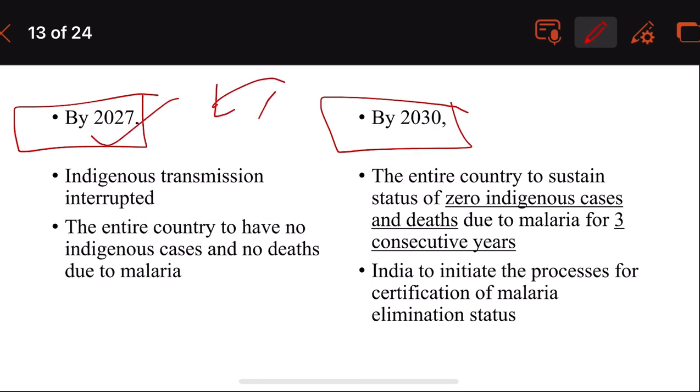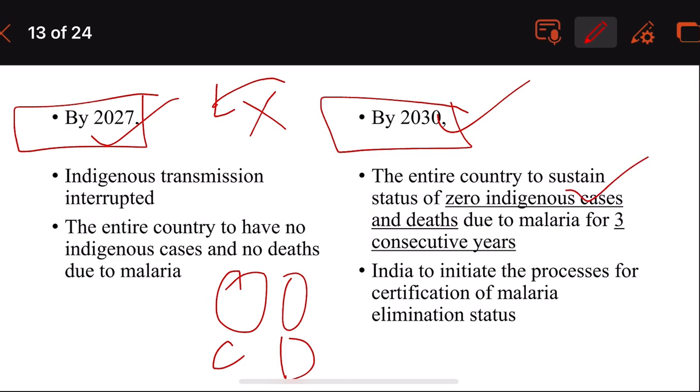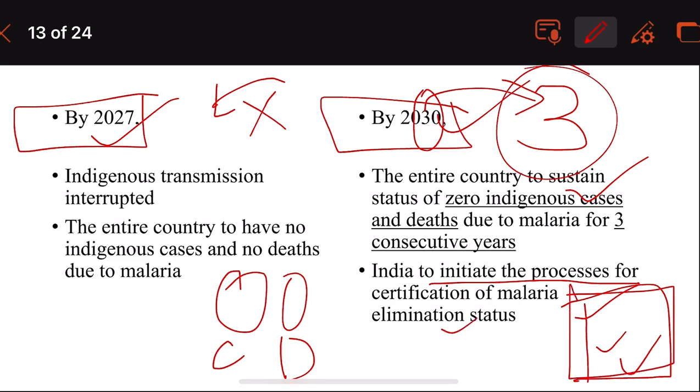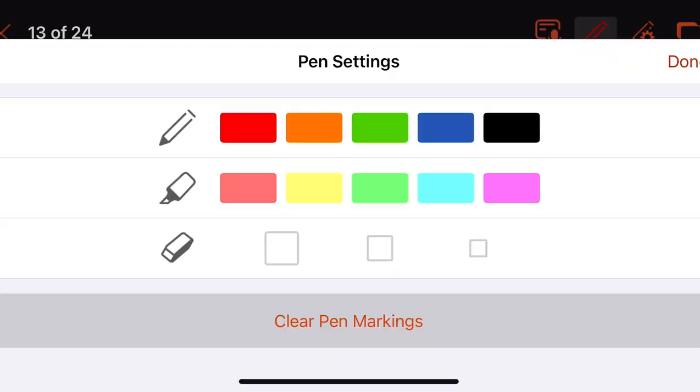By 2027, indigenous transmission should be interrupted and the entire country should have 0 cases and 0 deaths. Next, by 2030, 0 indigenous cases and deaths for 3 consecutive years. Also, they have to initiate the process for the certification of malaria elimination status. India should have this certificate of malaria elimination.